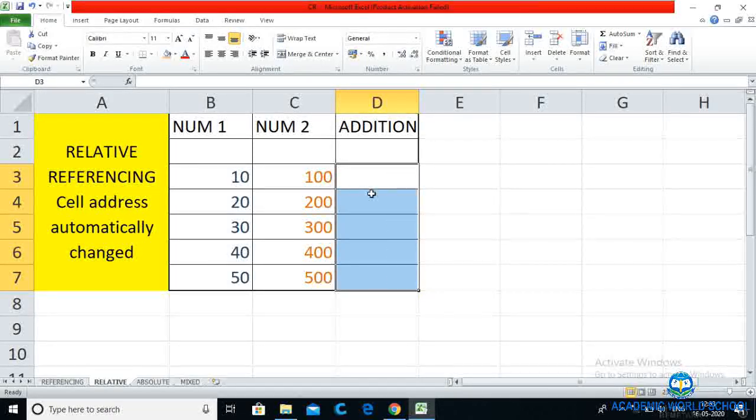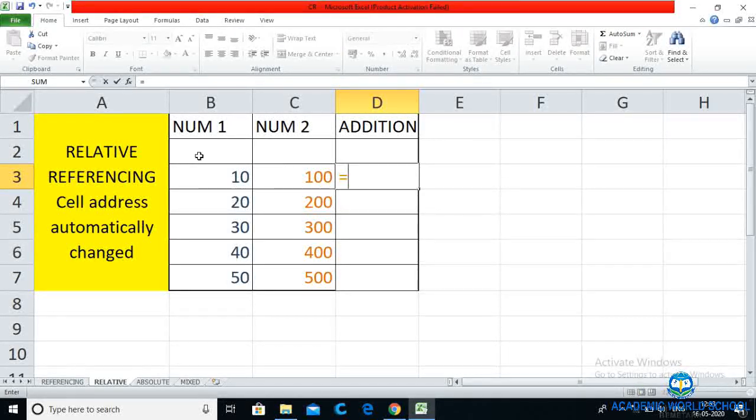Now, this was the first method that we have taken. Let's take the second method, where we will be working with the cell address. That is equal to the cell address of 10, yes, B3, plus the cell address of 100, C3. Very good, enter.